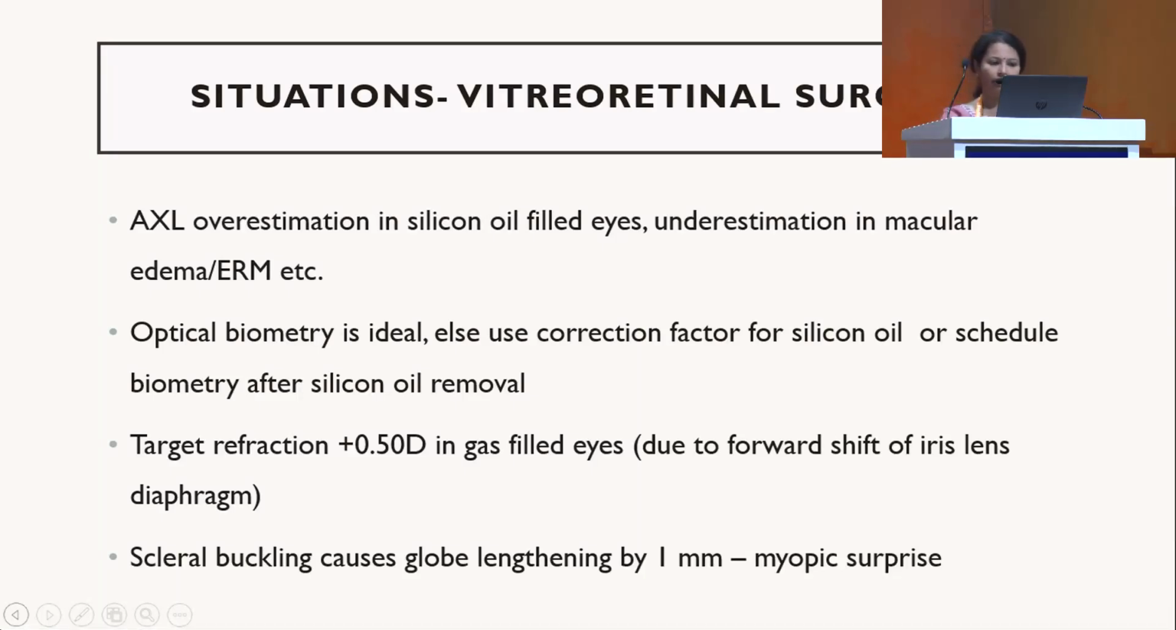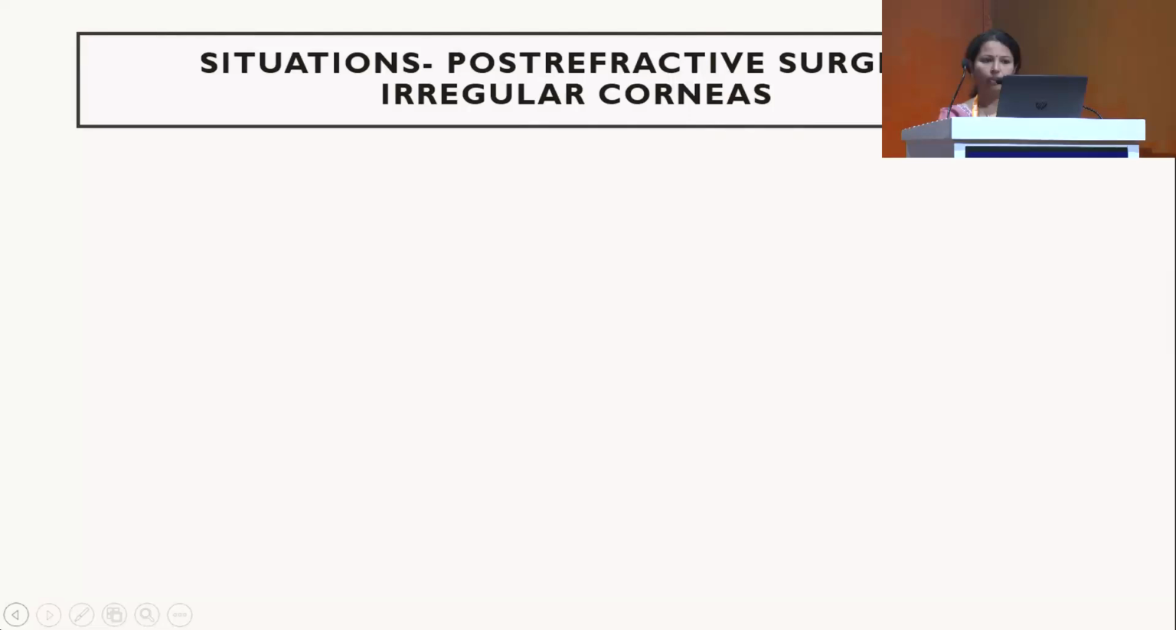And for gas filled eyes, there could be a forward shift of the iris lens diaphragm, so we can aim for a target hyperopic refraction. And scleral buckling surgery tends to cause globe lengthening, and that can result in a myopic surprise. So these situations tend to give refractive surprises to us.